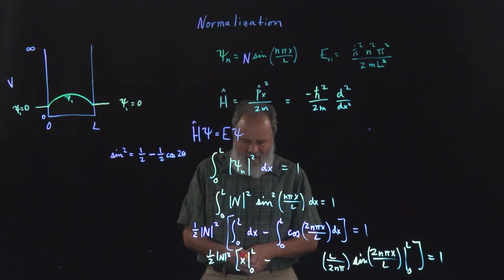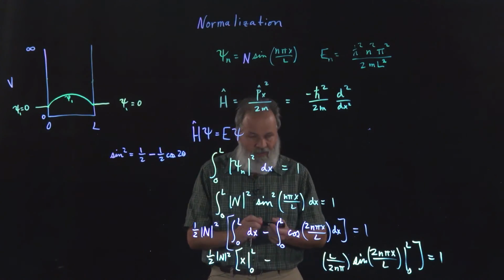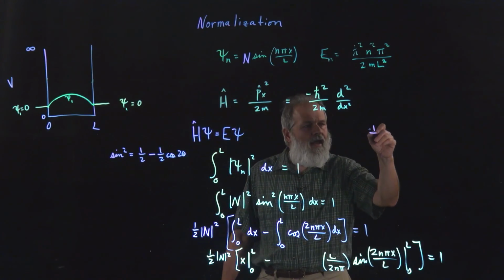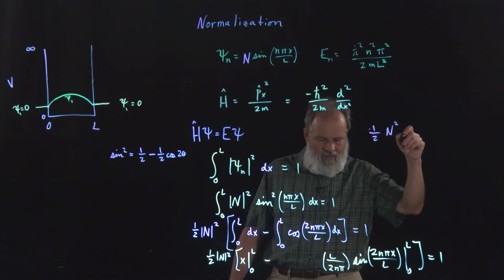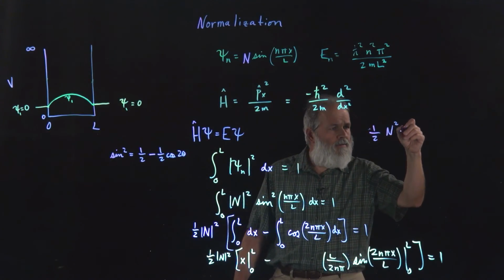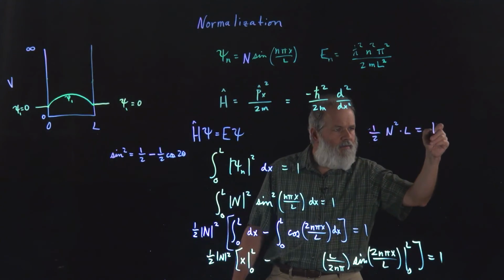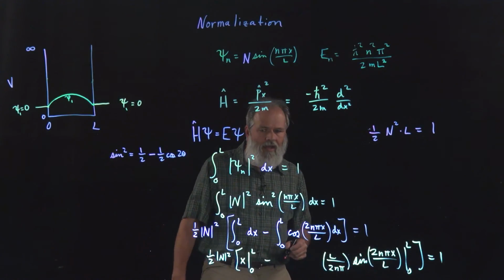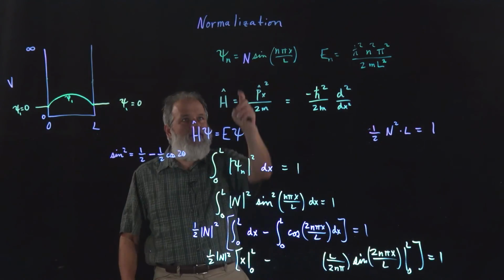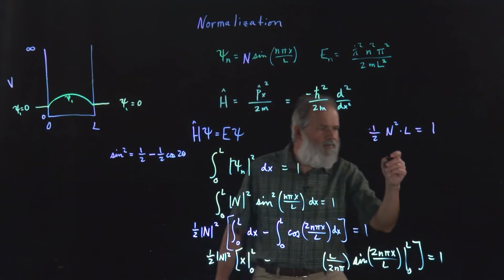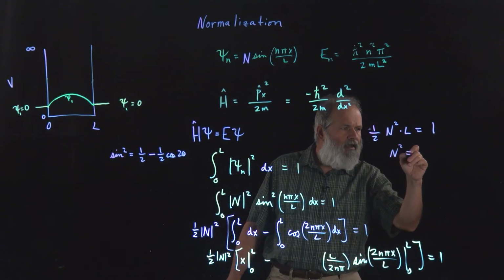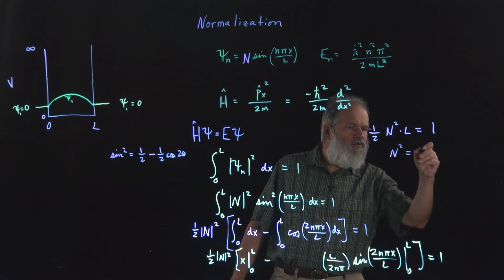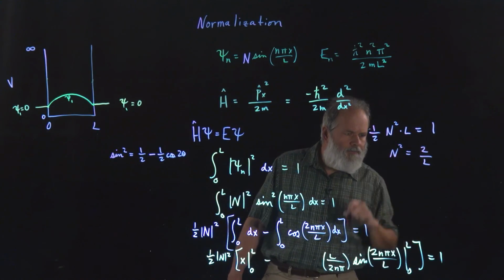All right, so all of this boils down to a very simple equation. 1/2 n squared times L equals 1. All right, so L is the length of the box. N is the number we're solving for. So we have to solve for n. All right, and so n squared equals 2 over L.